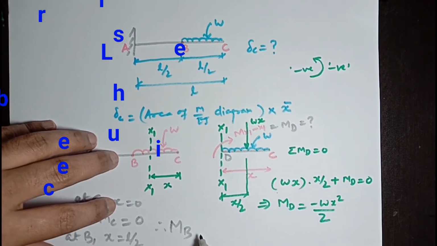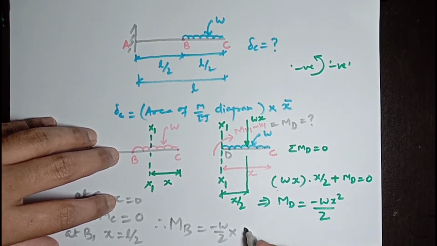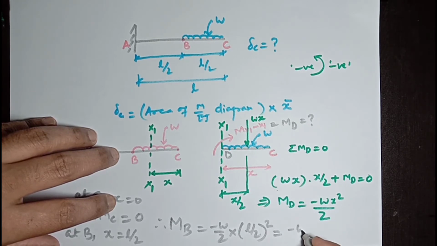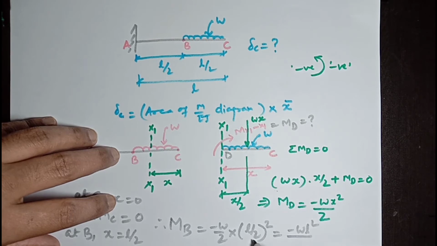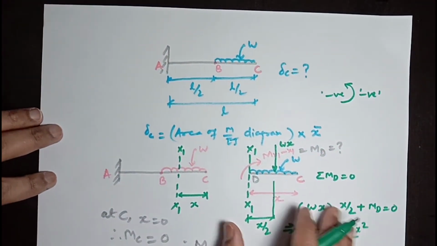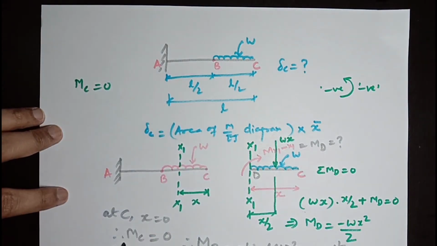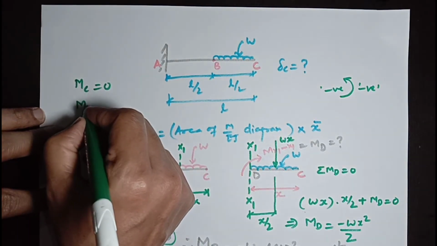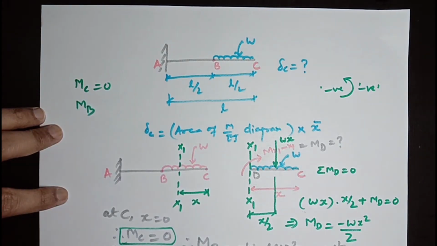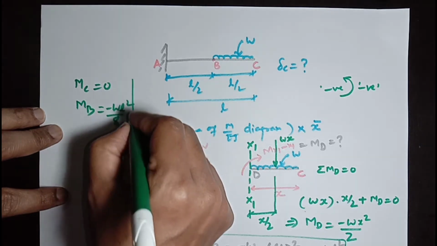From this expression, M will be equal to minus W by 2. In place of x we will put L by 2, and the square of this will give minus WL square, and this will be 4 multiplying with 2 gives 8, so minus WL square by 8. So we can summarize here: moment at C will be 0, and moment at B will be minus WL square by 8.